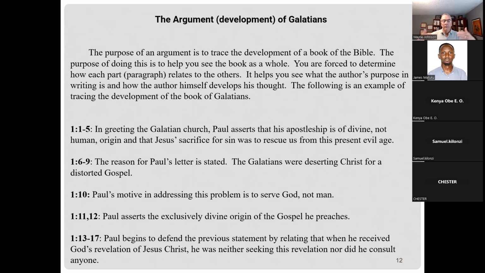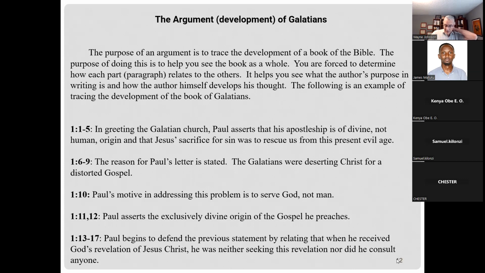So here now Paul becomes apologetic. He gets to defend what he had said above by relating that when he received God's revelation of Jesus Christ, he was neither seeking this revelation, nor did he consult anyone. So he's making the point that the gospel he preaches has come directly from God, not from anybody else, or not because he was seeking this. This wasn't his purpose at all.